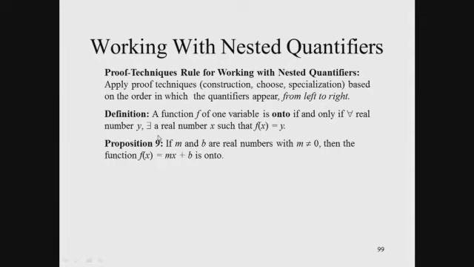All right, let's use this definition to prove the following proposition. If m and b are real numbers with m not equal to 0, then the function f of x equals mx plus b is onto. So you've, of course, identified the hypothesis A and the conclusion B. What's the next thing you should be doing? Looking for a proof method.